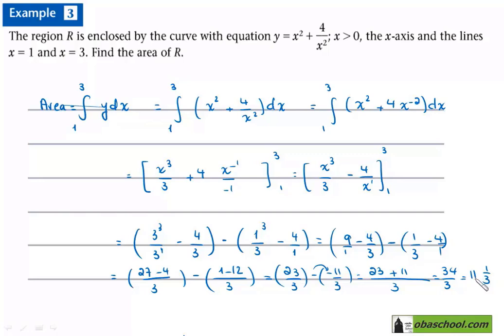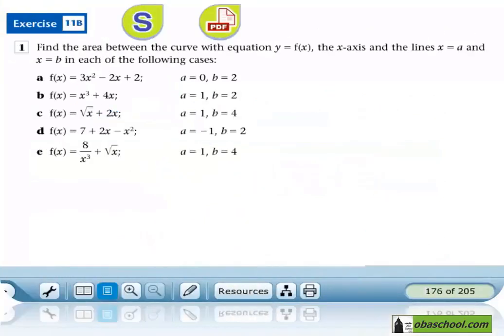This is the area for region R enclosed by this curve, the x-axis, and x equals 1 and x equals 3. As you can see, this was very simple. We simply substituted inside the formula of the definite integration, and then we calculated normally. You can solve all of these exercises in the same way. As you can see, in each part, the form of the function is changing and the limits are changing. All you need to do is to substitute inside the formula of the area. Then you calculate the definite integration, which represents the area.